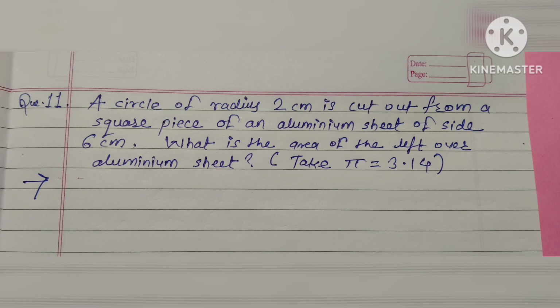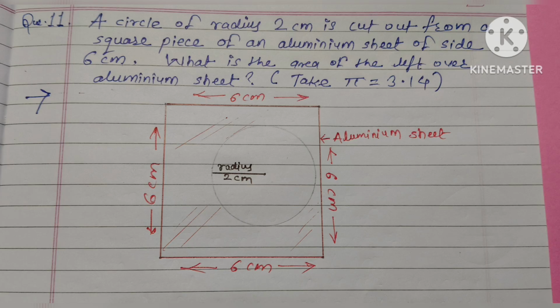Question number 11. A circle of radius 2 centimeter is cut out from a square piece of an aluminium sheet of side 6 centimeter. What is the area of the leftover aluminium sheet? And take pi value as 3.14. So based on the information given in the question, I have made this diagram ready for you guys. The outer square which you can see, which has a side length of 6 centimeter, is nothing but the aluminium sheet, and the inside circle with the radius of 2 centimeter is the one which will be cut from this sheet, and then the shaded area, the remaining area, we need to find.